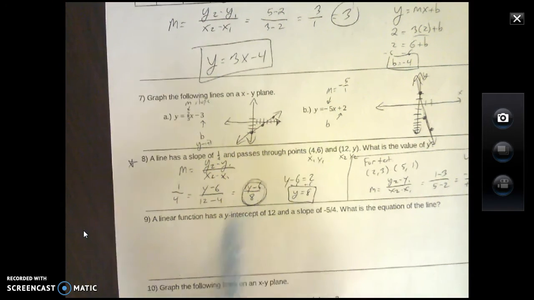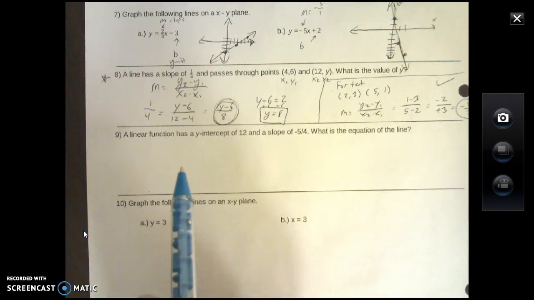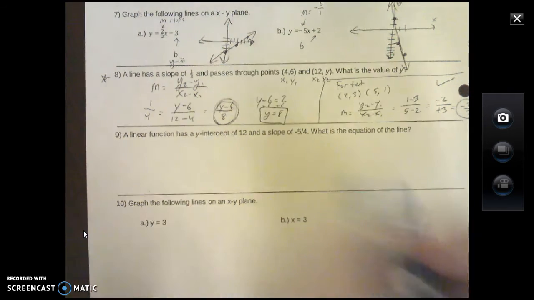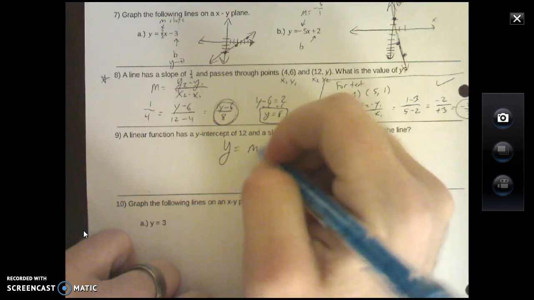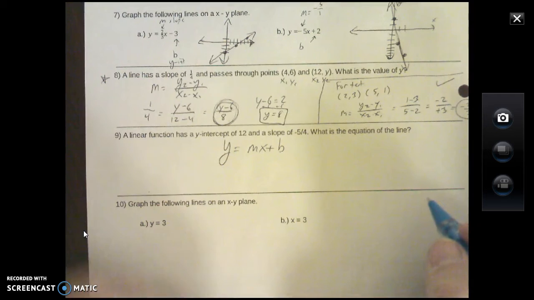If you get this on a multiple choice question on the Keystone, plug in answers till it works. It's a simple question. It looks confusing beyond belief, but beat the problem by plugging and chugging, okay? A linear function has a y-intercept of 12 and a slope of -5/4. What's the equation of the line? Guys, if you ever get a question like this, you can start singing hallelujah or high-fiving yourself or doing a tumble, whatever you want to do.